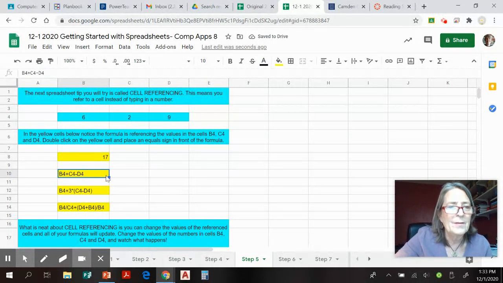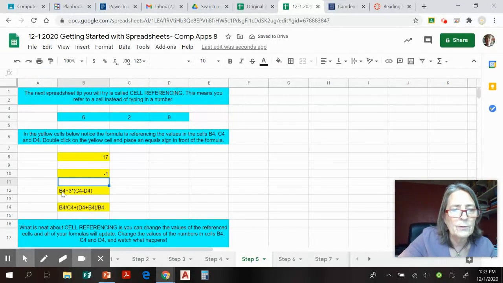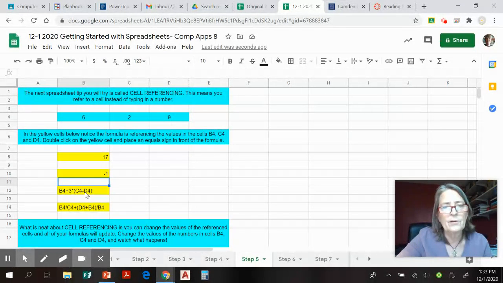So now this one is what's in B4, so 6 plus 2 minus 9. We're going to put an equal sign in front of it to make it a formula. Make sure we don't get rid of that B there. There we go. Okay, and enter, and we got negative 1. Now it's B4 plus 3 times what's in the parentheses here. So C4 minus D4 would be a negative number, so it's 3 times that plus what's in there.